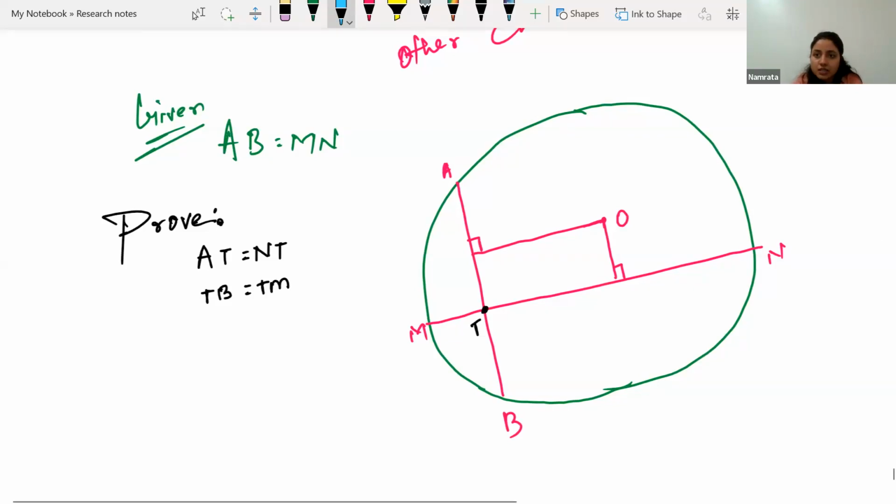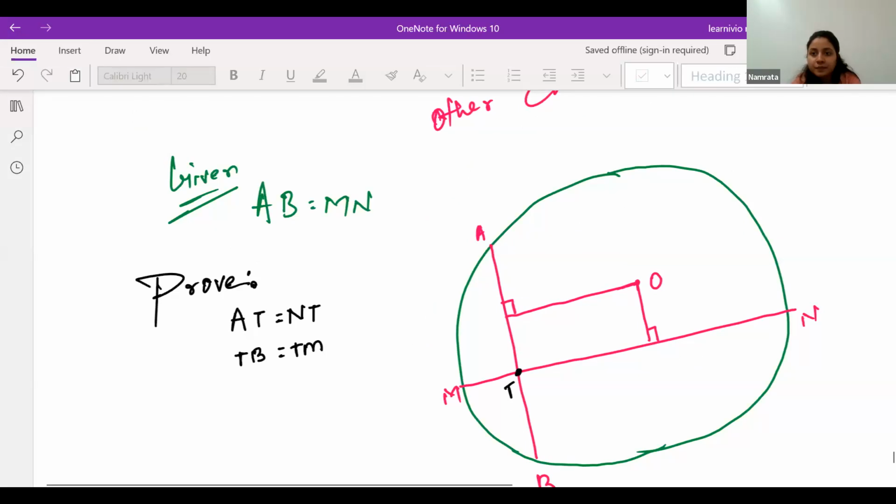Before doing the construction, everyone can see my screen, right? Yes. Okay.